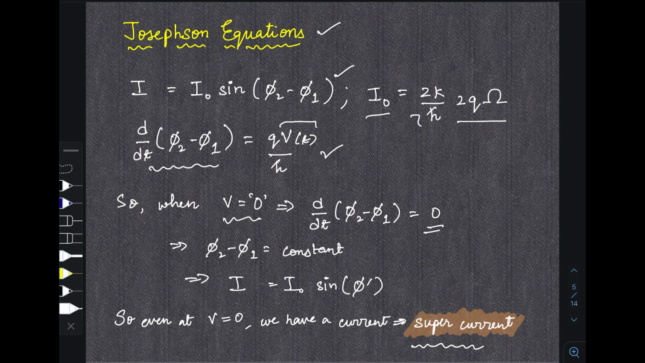Interestingly, when we keep the voltage 0, so at 0 voltage we can see that d by dt of phi 2 minus phi 1 will be 0. This implies that the phase difference is constant when the voltage is 0. Now as the phase difference decides the current, even at 0 voltage we can see that the Josephson junction has a current inside it. So this current is known as a supercurrent and this effect is known as the Josephson effect. Like even at 0 voltage we are having a current inside the Josephson junction.